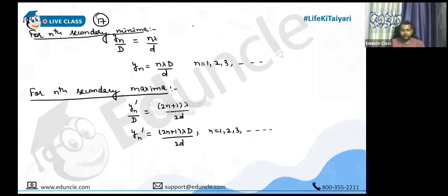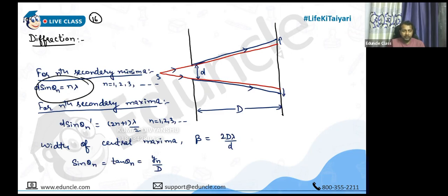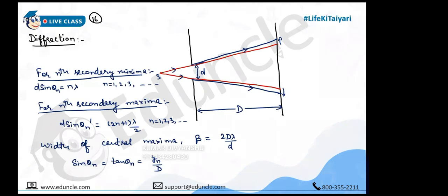Please check. And you can also get the angular position by this formula. Okay. Sin theta n is n lambda by d, and for small theta, theta n is sin theta n. So you can also get the angular position. Am I right?